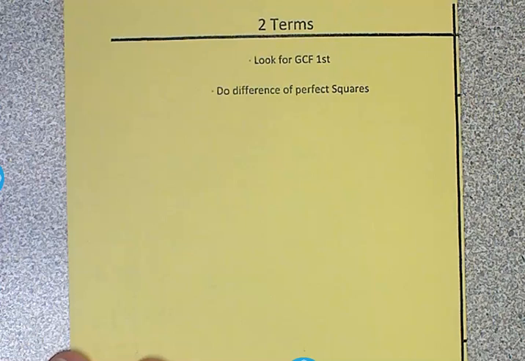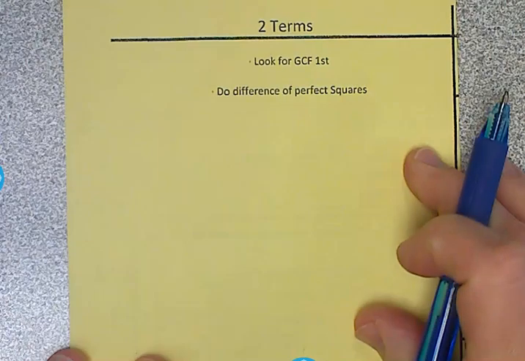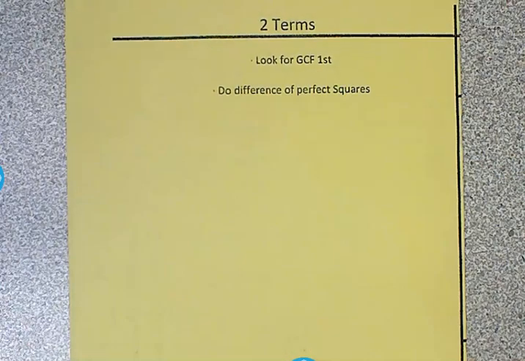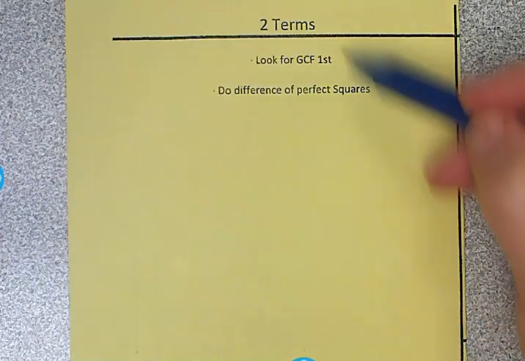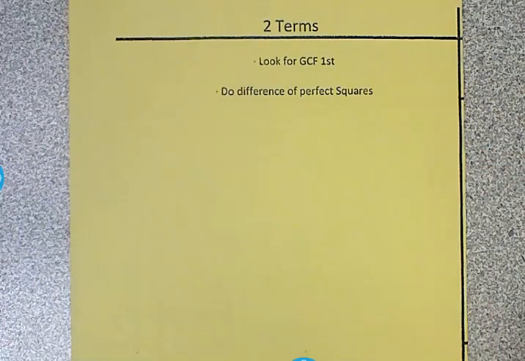Okay, so for two terms, still going to kind of back up a little bit for this one because you've got two options it could be. Option one, you're going to look for greatest common factor. If you have it, that's great. If you don't, then the second option is you're going to do the perfect squares. If it's neither one of these two, then it still could be prime.